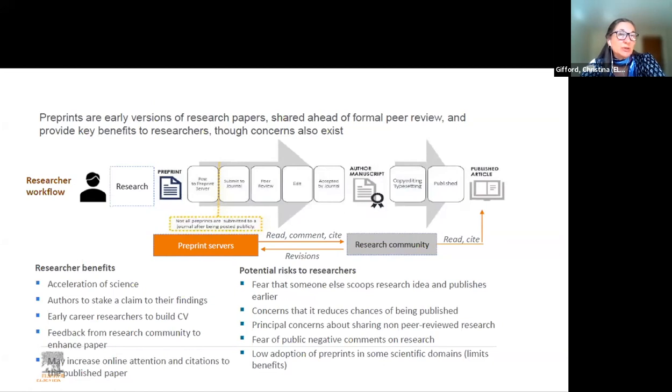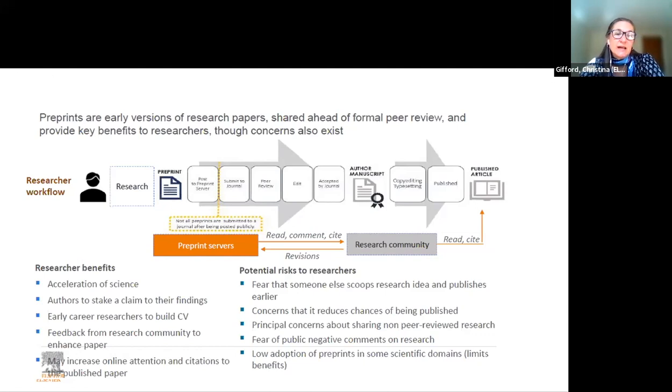Feedback from the research community can enhance that paper before you're actually submitting it to a journal for formal publication. So it's almost like an early vetting process. And it may increase online attention and citations eventually once the paper is actually published in a journal. The potential risks to researchers are that there might be a fear that someone else scoops that idea and publishes earlier, and concerns that it reduces the chances of being published, the principal concerns about sharing non-peer-reviewed research.